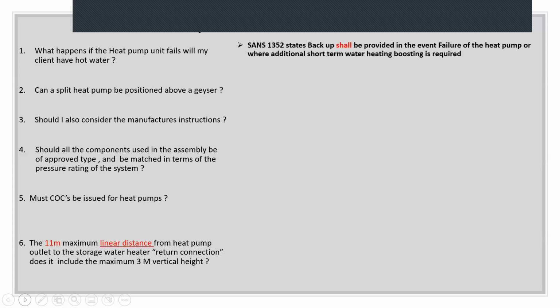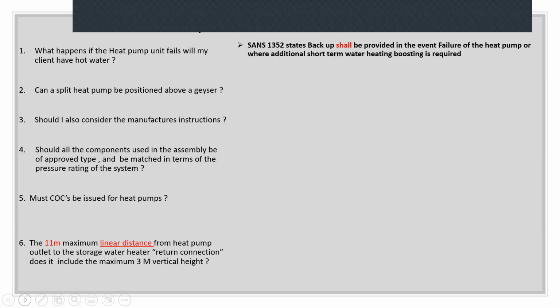event of a failure of the heat pump, or where additional short-term water heating boosting is required. So yes, it has to have a backup element or a backup power source to heat the water. Remember that boosting is only short-term, as you can see in the wording. So if there's failure of the heat pump, or where you need that short-term heating, it could be electrical or any other approved means of backup. So you do need these kinds of backup systems.